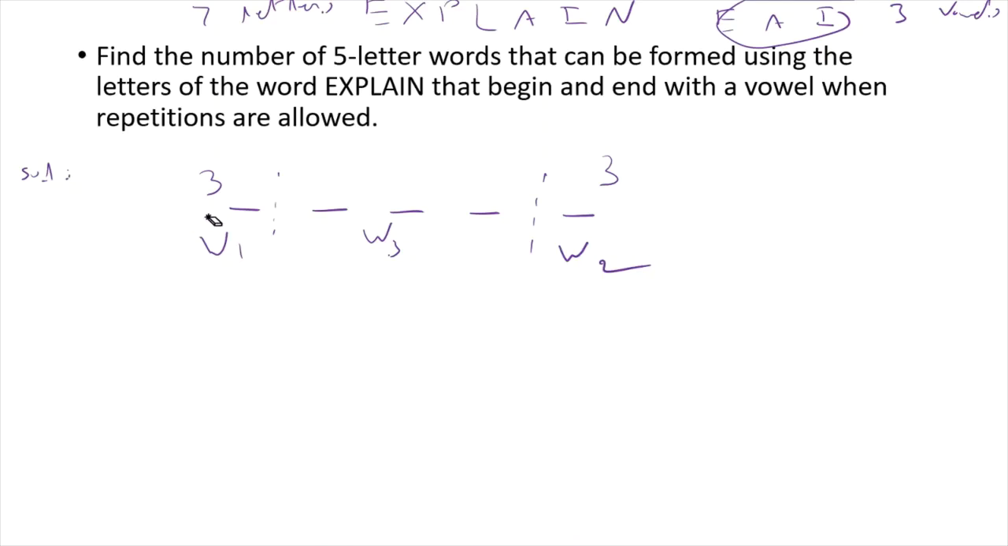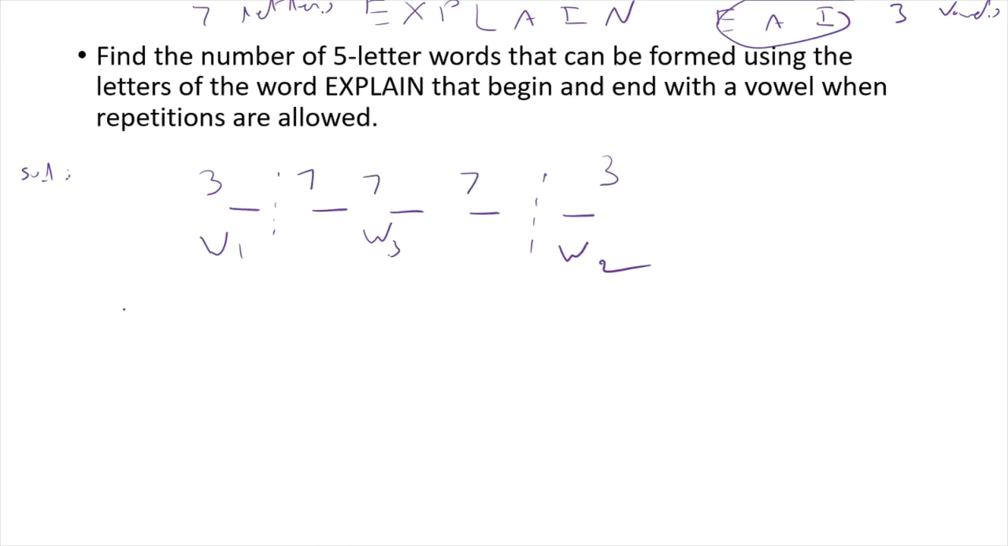So here I can use 3 vowels, here also I can use 3 vowels. So the number of ways of doing W1 is going to be 3, and the number of ways of doing W2 is also going to be 3. Now the number of ways of doing W3. So here I can fill this blank in 7 ways, this blank in 7 ways, and this blank in 7 ways.